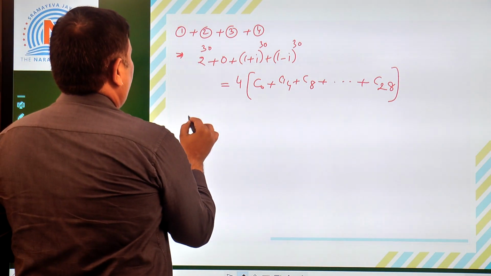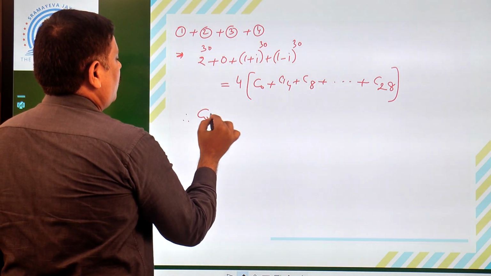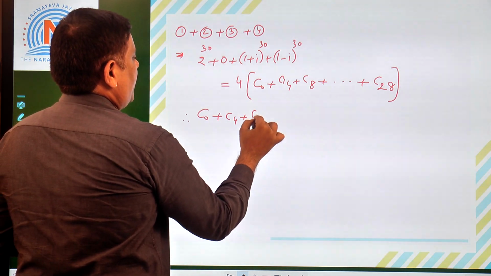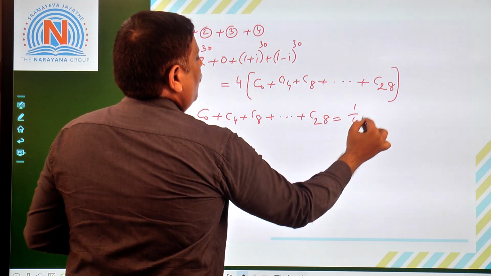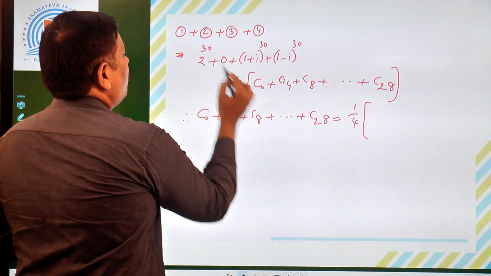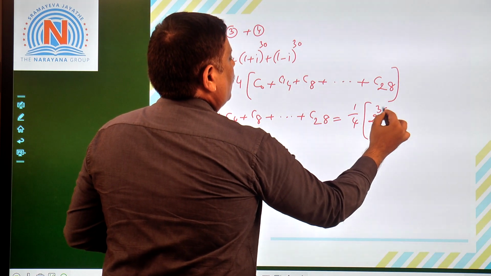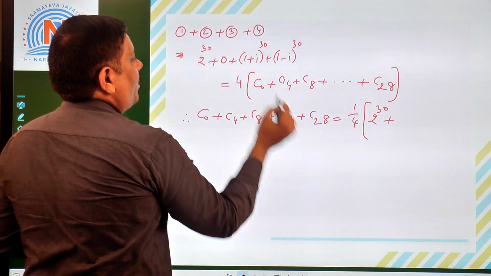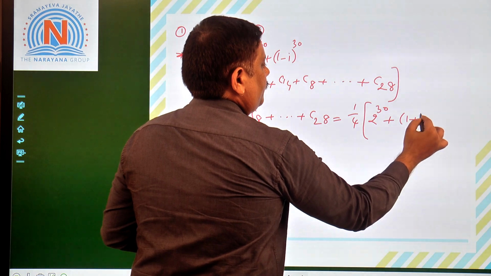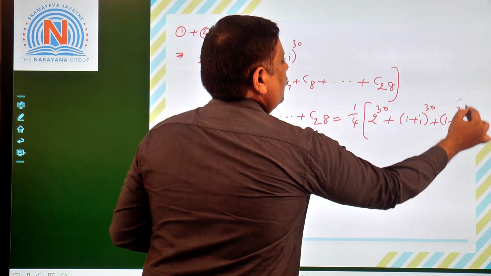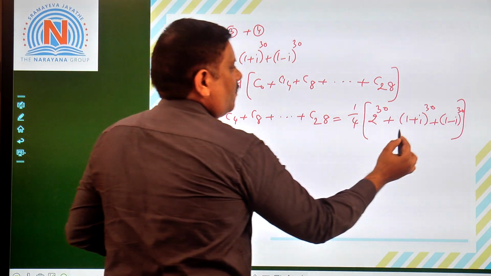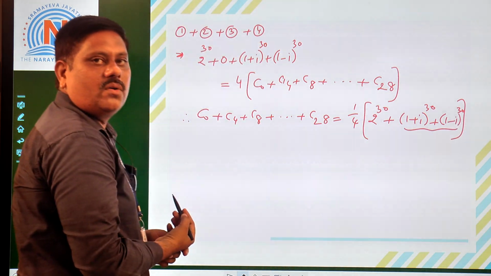Now therefore, if you take C0 plus C4 plus C8 plus so on plus C28, that is going to be 1 by 4 times of 2 power 30 plus (1 plus i) whole power 30 plus (1 minus i) whole power 30. 2 power 30 is of course a value we know. That is what we have to observe.